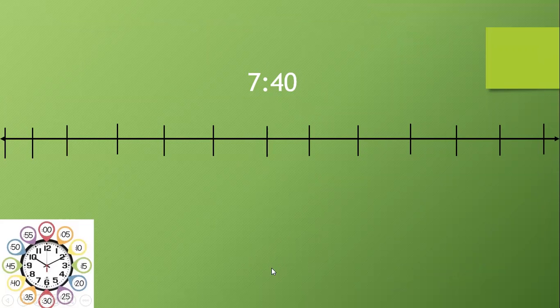So starting at 7:40, again, we'll see what the time is in 5-minute intervals after 7:40. So 5, 10, 15, 20, 25, 30. And we'll fill in the time at the bottom, 7:45, 7:50, 7:55, 8 o'clock, 8:05, 8:10.